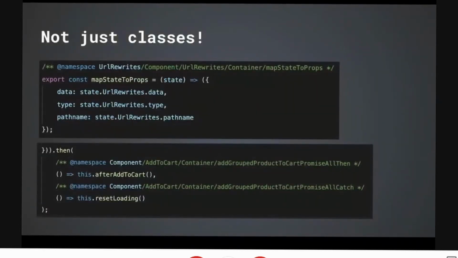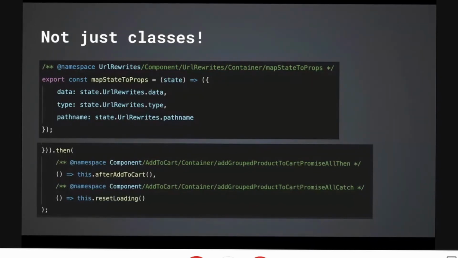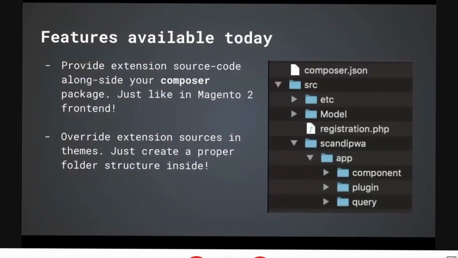So you can not just extend classes, you can also extend arrow functions, as you can see, and this was very hard to achieve. You can also extend the function expression, and on top we can see a function declaration. Once again, you can extend both, and you can then create plugins for them pretty easily. Cool. And that's not just the features which are available today. You can also provide extension source code alongside your package, so you can ship Composer with an npm, and that's not obligatory.